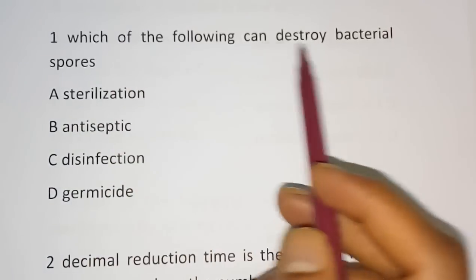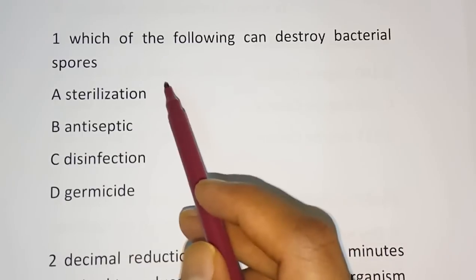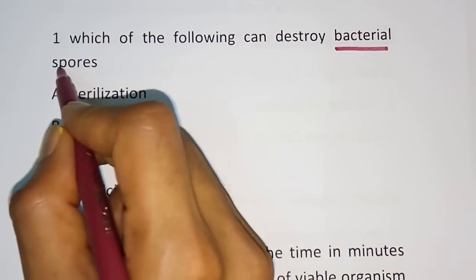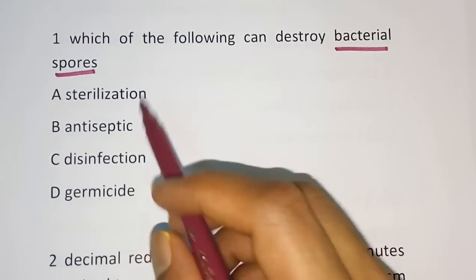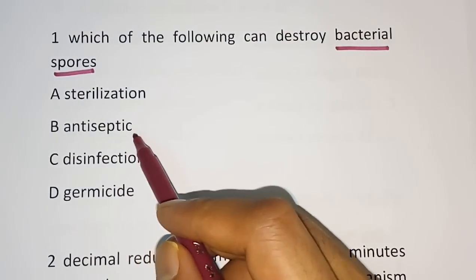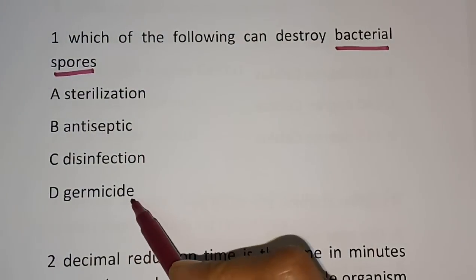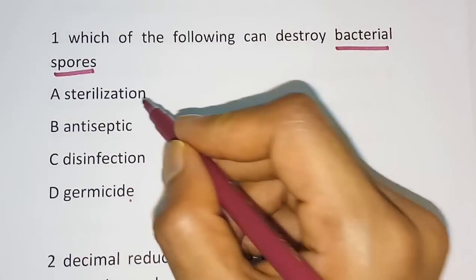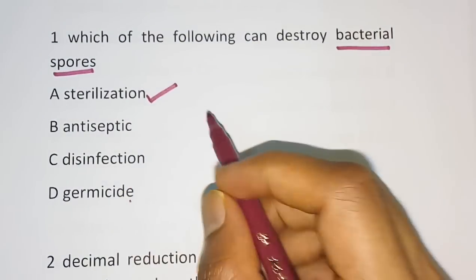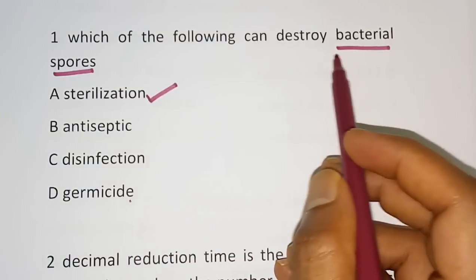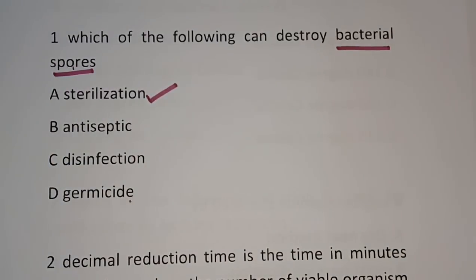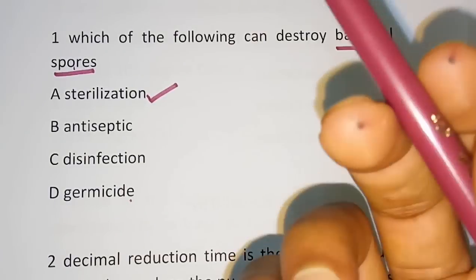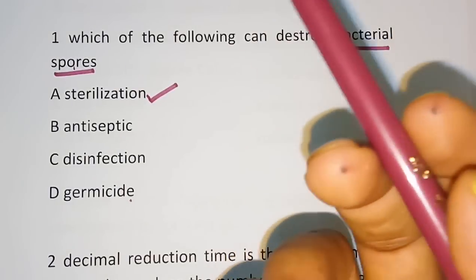Which of the following can destroy bacterial spore? Options are sterilization, antiseptic, disinfection, germicide. The correct answer for this one is option A, sterilization. Sterilization can destroy bacterial spore as well as all viable forms of microorganism.